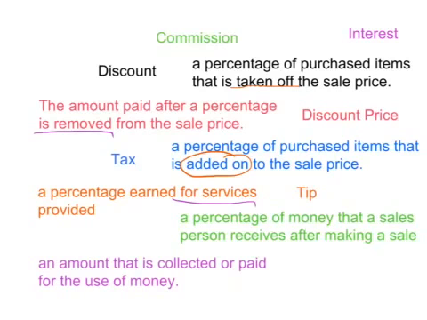Okay, another key term or vocabulary word, commission. This is a percentage of money that a salesperson receives after making a sale. So the key words here, receives after making a sale. Unlike a tip where you will get a service, a commission is when someone has actually purchased some item, such as a home or a car.